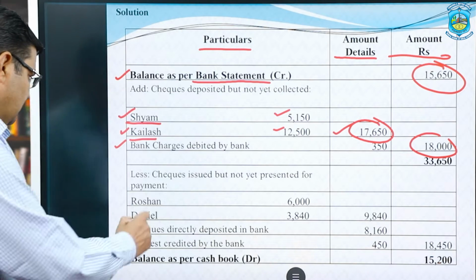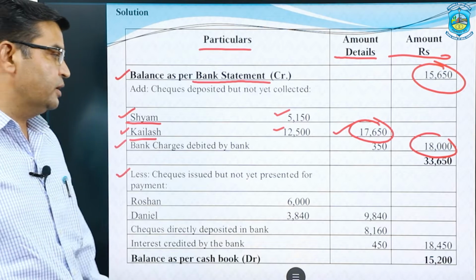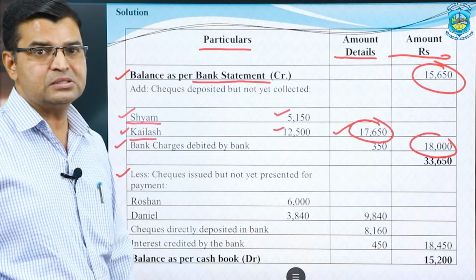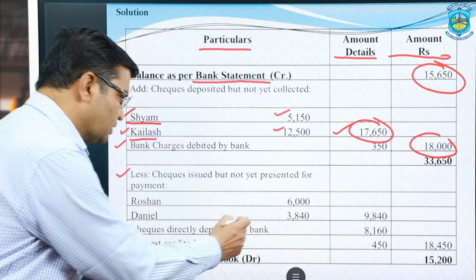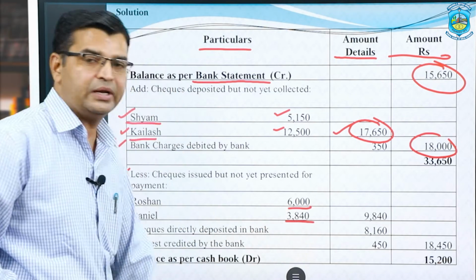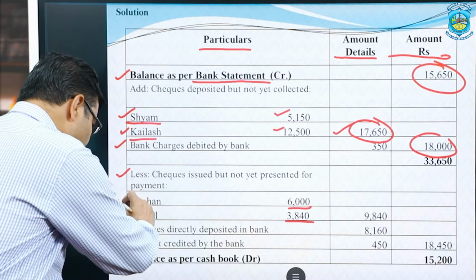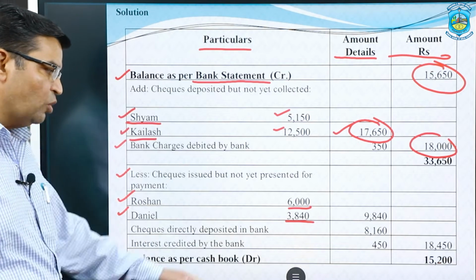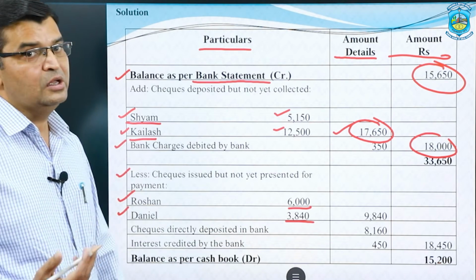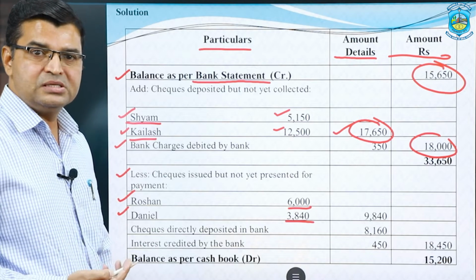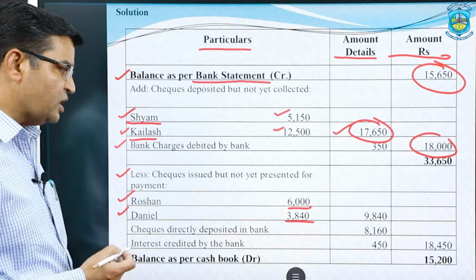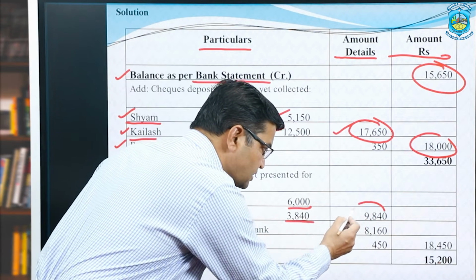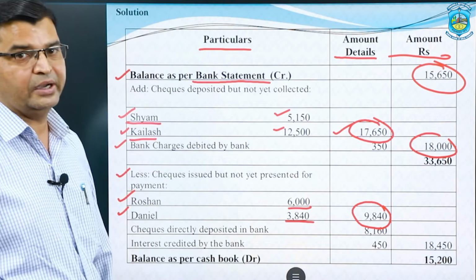Now, next, checks issued but not yet presented for payment. It means we have issued these checks to our creditors, worth rupees 6,000 and rupees 3,840 respectively, to Mr. Roshan and Mr. Daniel, creditors of ours. We have issued both these checks to both the parties, and we have also debited all these from our cash book, but actually these checks have not been deducted or paid from our passbook, and the passbook balance has wrongly been increased by rupees 9,840.